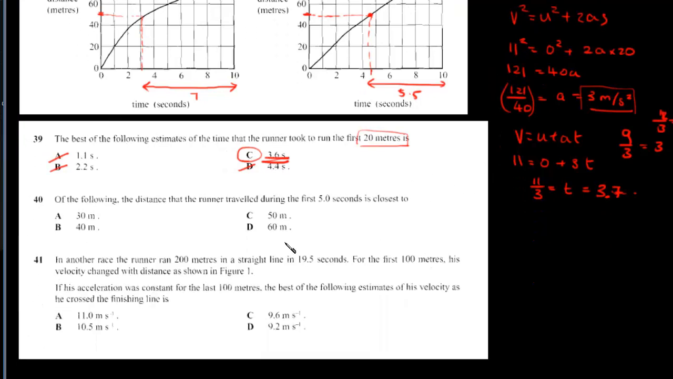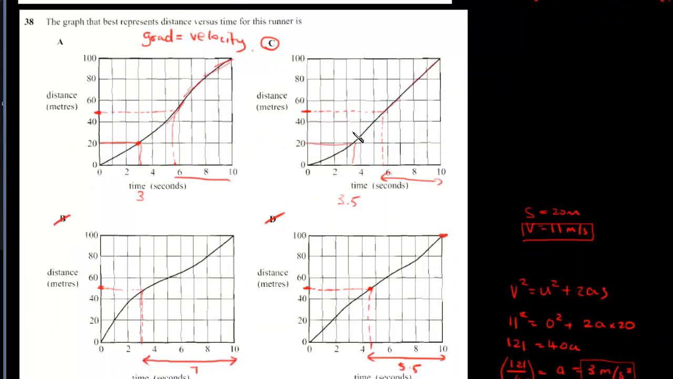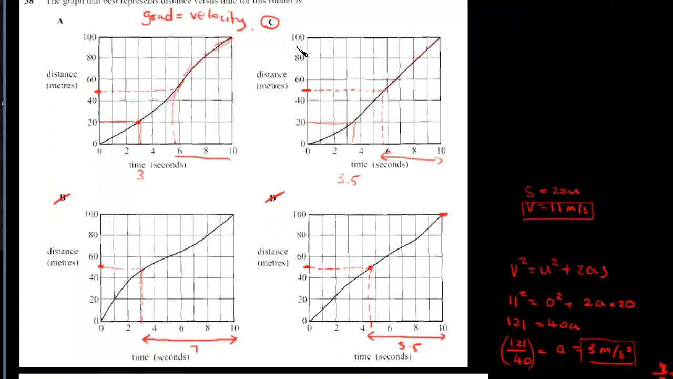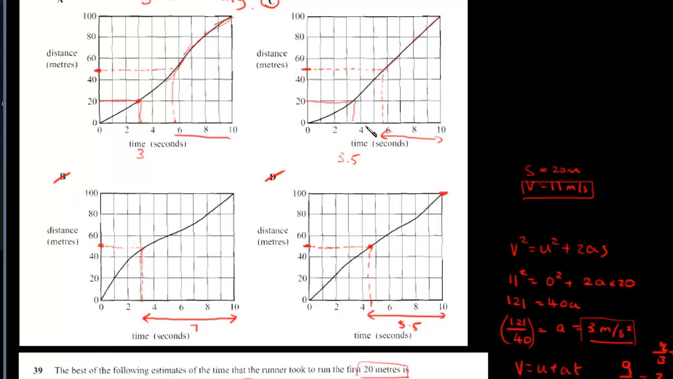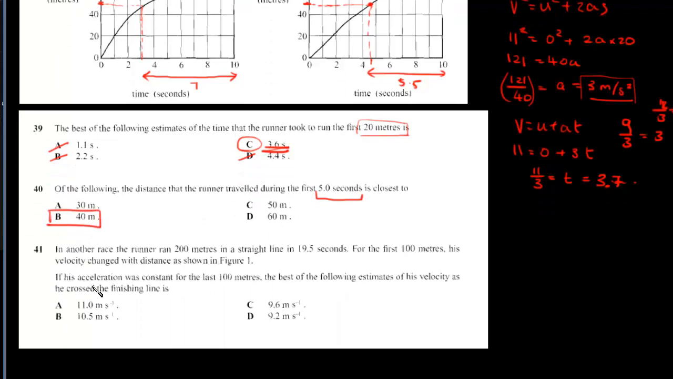Now, let's have a look at this one. Of the following, the distance that the runner traveled during the first 5 seconds is closest to. So the first 5 seconds. You know that 39 and 38 sort of supported each other and helped us figure out the correct diagram. Based on this diagram, you can see that in the first 5 seconds, the answer is 40. So the answer is 40, simple as that. Okay, and let's go for this one here.